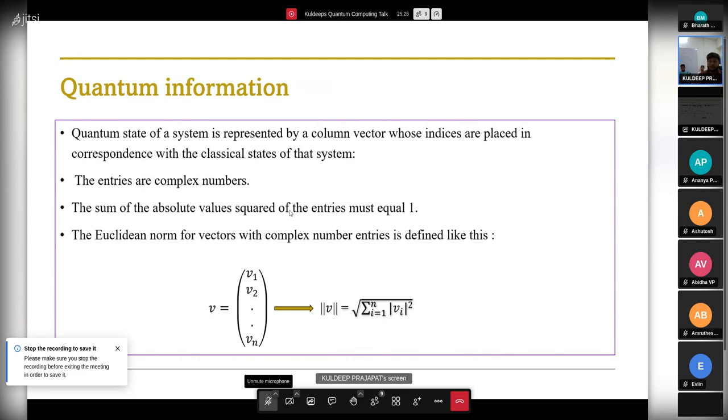Here you can see we have a vector v. We take this representation, written in two bars. This is called the Euclidean norm. We do the sum of the absolute squares of all the entries and take the square root. This is called the norm of the vector. That is what we have to do in the quantum representation of the vector, so we have to take this kind of sum.